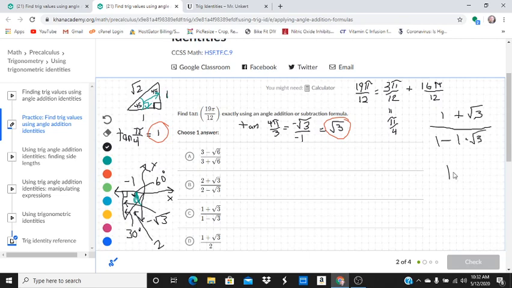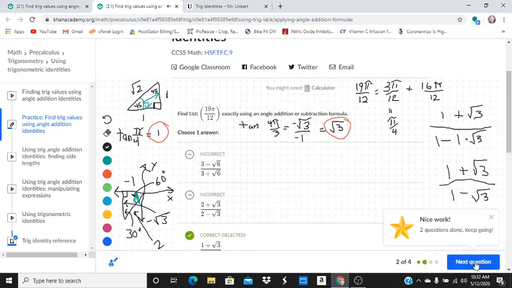This just simplifies. The top stays the same: 1 plus square root of 3. 1 times the square root of 3 is square root of 3, so the bottom is 1 minus the square root of 3. And we can see that that is solution C. We're going to choose C, check our work, and we got energy points.